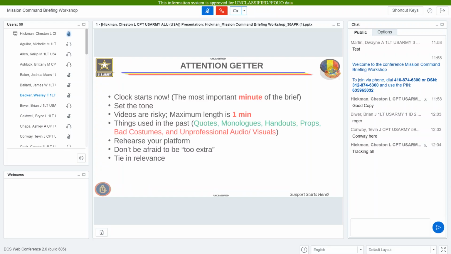So moving forward, I'm on the next slide. It's a little cheat sheet for your attention getter. Starting off, the clock is going to start right when you start your attention getter, or right when you start talking. So that's when the clock starts.